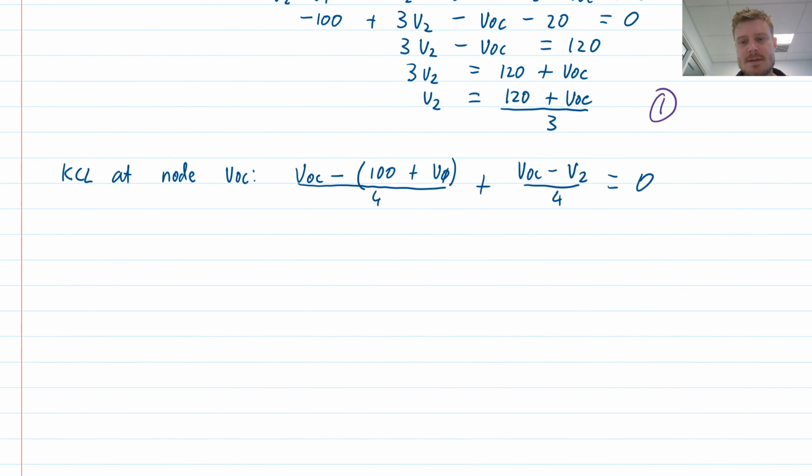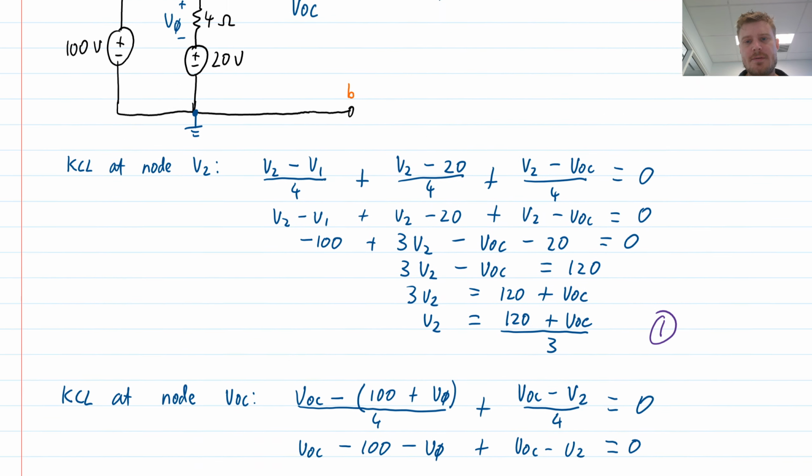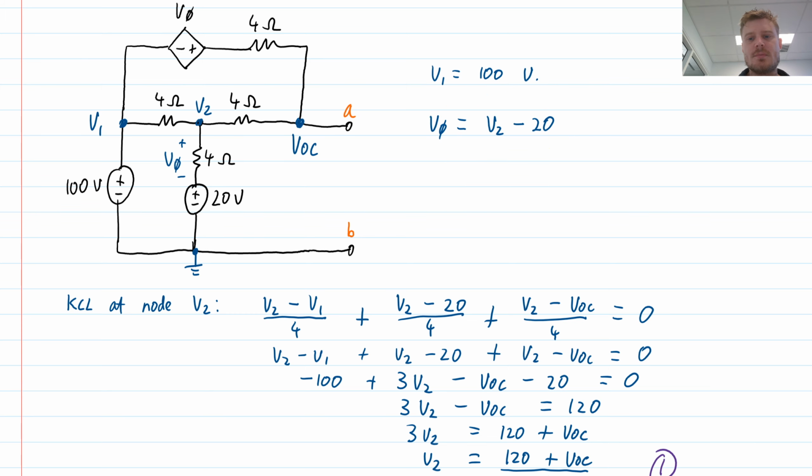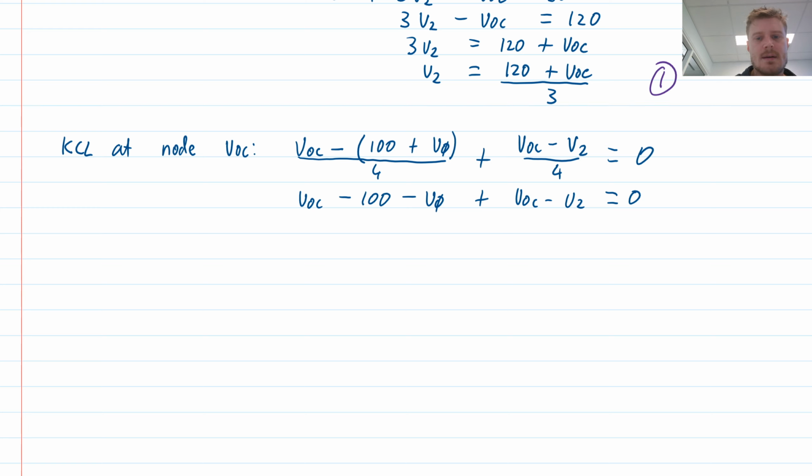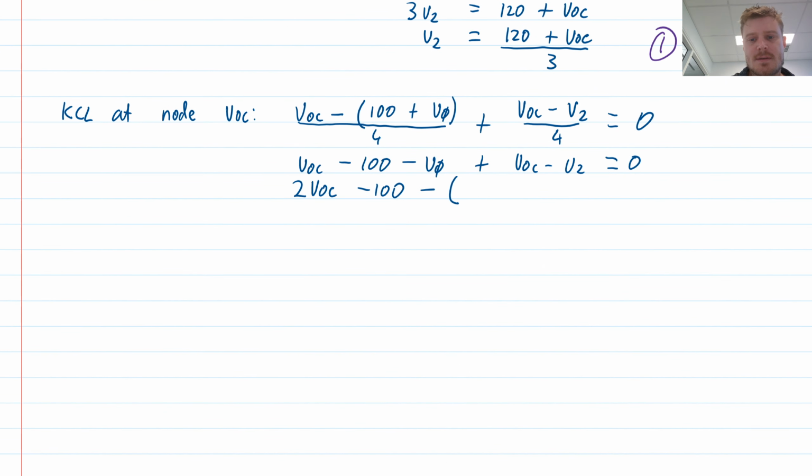Okay, let's simplify this equation. Again, multiply out the denominators of 4, and I will get the following. So I'm just going to expand these brackets. 100 minus V phi plus VOC minus V2 is equal to 0. Now I have a value for V phi, so V phi is V2 minus 20, so I'm going to substitute that in and collect some like terms. So I have 2 VOC minus 100 minus, and my V phi was V2 minus 20, so V2 minus 20, just use brackets, pay attention to your minus signs, minus V2 is equal to 0. I'm just checking I haven't missed a term here. So I've got my 2 VOCs, I've got my minus 100, my minus V phi, and my V2. Okay, looking good so far.